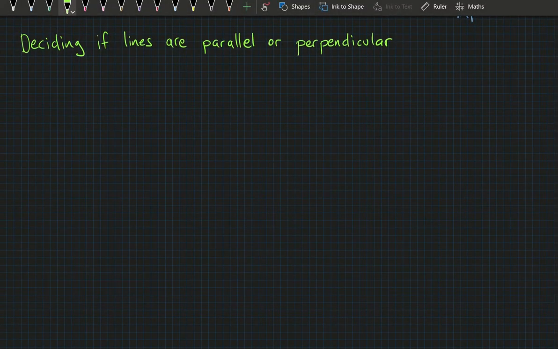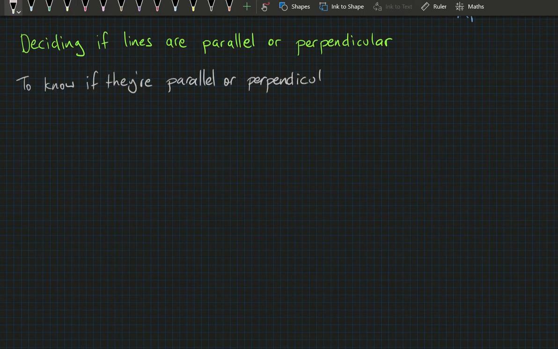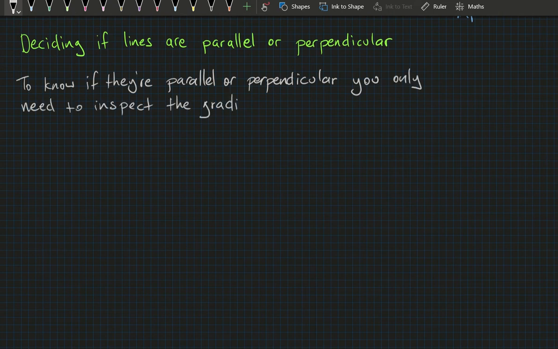In this section, we'll be inspecting some lines and deciding whether they're parallel or perpendicular. Before we go on with the example, let's just remember the rules. To know if they're parallel or perpendicular, you only need to inspect the gradient. Even though we've mentioned these rules a few times, it's worth writing them down again before we start this example.